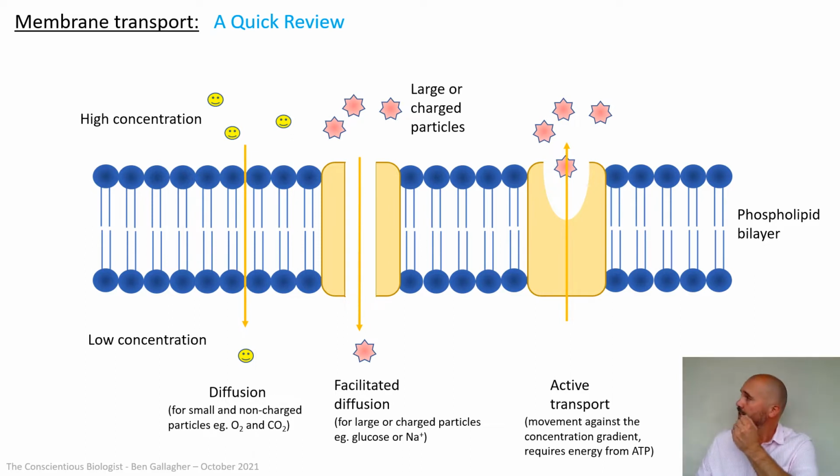Hopefully you're looking at that and in your head you're saying that that's active transport. Active transport is movement against the concentration gradient, and it requires energy from ATP. Now that's also required for setting the correct charges on a membrane for nervous signaling.